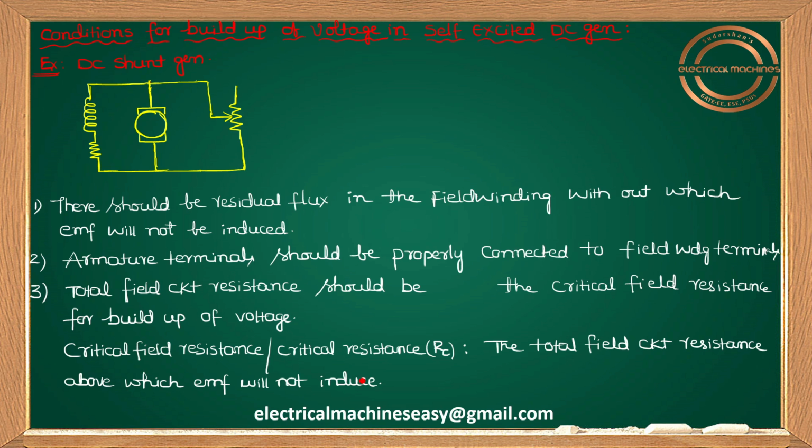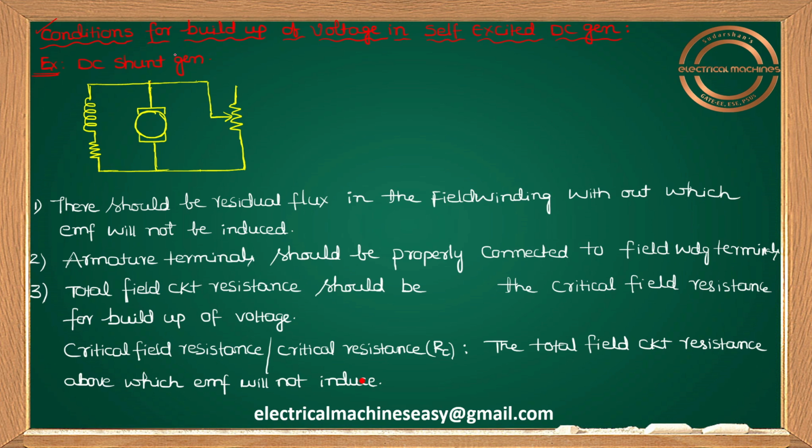In this session, in DC machines, we'll discuss conditions for buildup of voltage in a self-excited DC generator. I think in the last sessions I explained already. The self-excited DC generator means shunt, series, compound generators come under the category of self-excited DC generator. Okay, now let me discuss conditions for buildup of voltage in a self-excited DC generator.